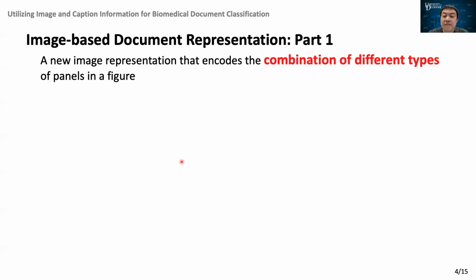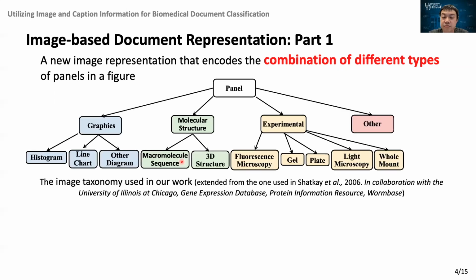As noted, many figures consist of multiple types of panels. To use the image information, we propose a new image representation that encodes the combination of different types of panels in a figure. To do that, we first introduce an image taxonomy comprising 11 categories. We also noted that figure legends or margins are sometimes over-separated from their original image, thus forming individual panels. These are actually separation residues. As such, we augment our taxonomy with a separation residue class.